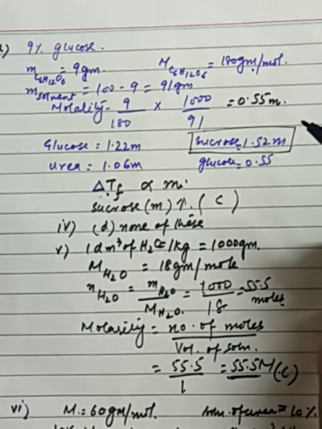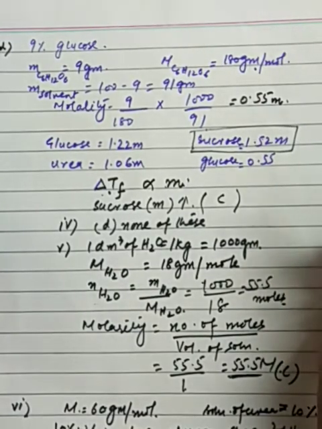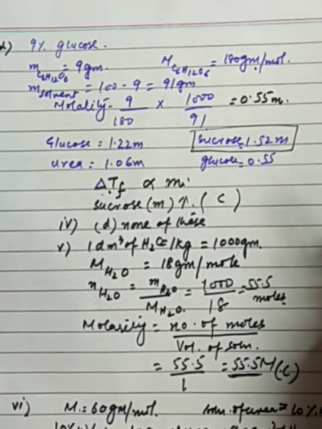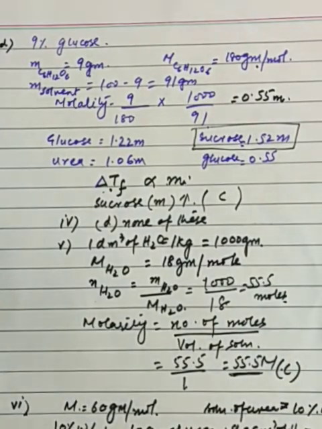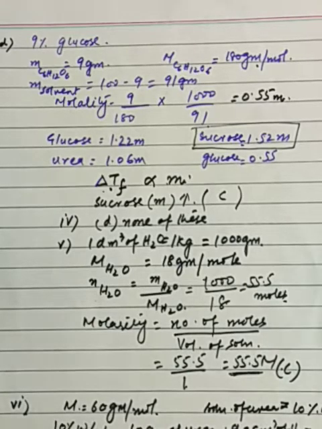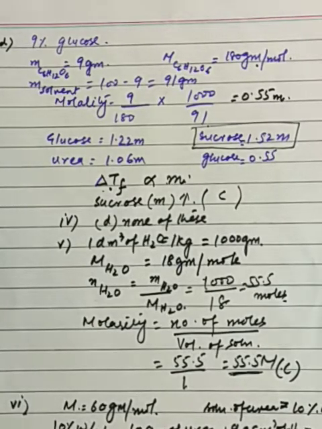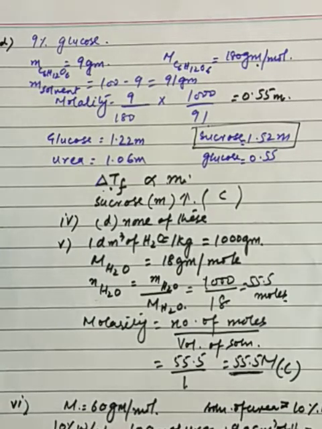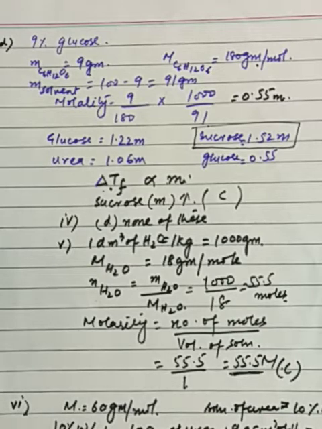अब बॉयज़, आपके क्वेश्चन नंबर 3 में आपसे क्या पूछा गया? Which of the following solution has the lowest freezing point? Option A is 18% glucose. Option B is 6% urea. Option C is 34.2% sucrose. And option D is 9% glucose.